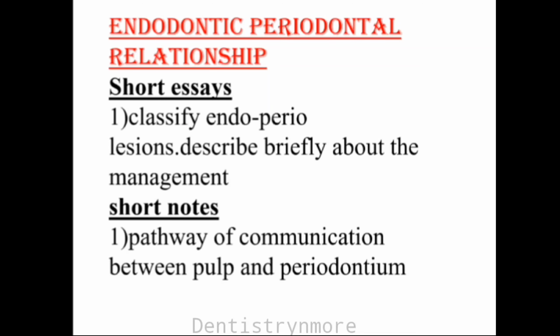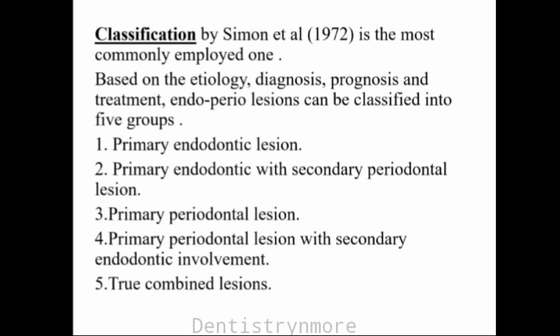Now we are moving to the endodontic periodontal relationship, and it's a very important chapter. Only one question: classify endo-perio lesions, describe briefly the management, and the pathway of communication between pulp and periodontium. First one is the classification according to Simon et al. This is the most commonly employed one. Based on the etiology, diagnosis, prognosis and treatment, it is classified into 5 groups: primary endodontic lesion, primary endodontic with secondary periodontal lesion, primary periodontal lesion, primary periodontal lesion with secondary endodontic involvement, and true combined lesions.